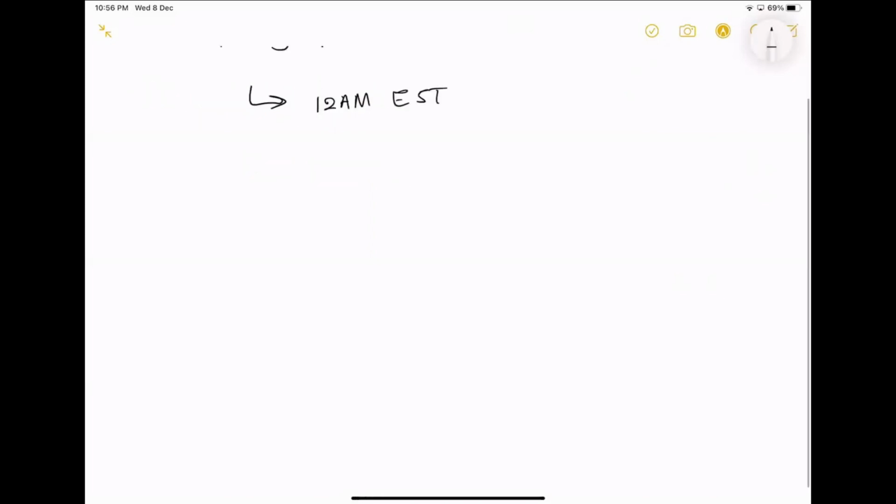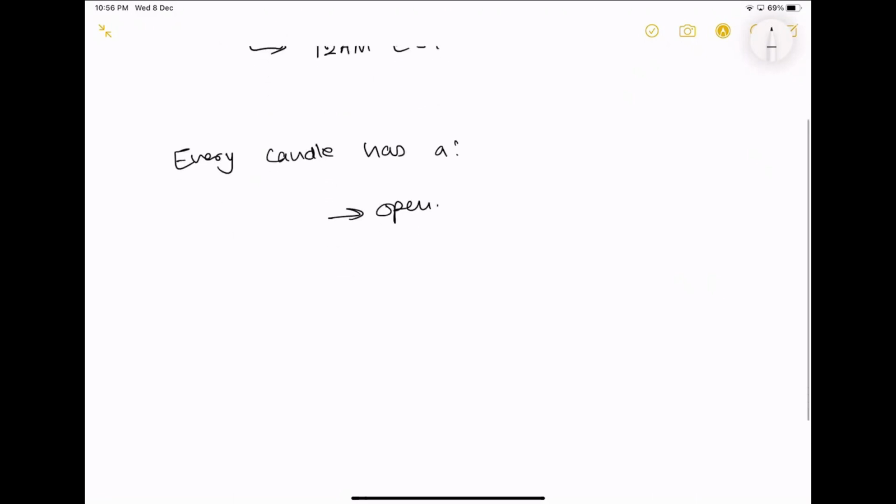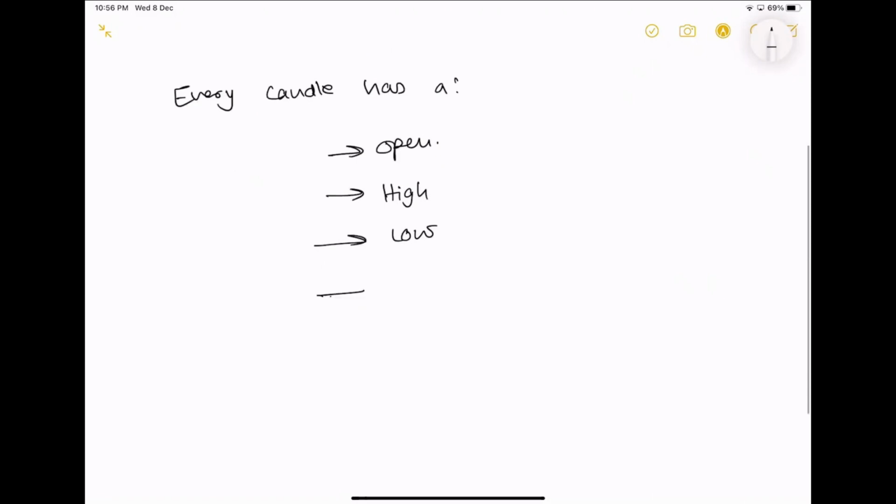Now, it's quite simple with how you try to trade the daily range. We all understand that every candle has a what? Open, high, low, and close. Again, I know that this is super basic, but bear with me.